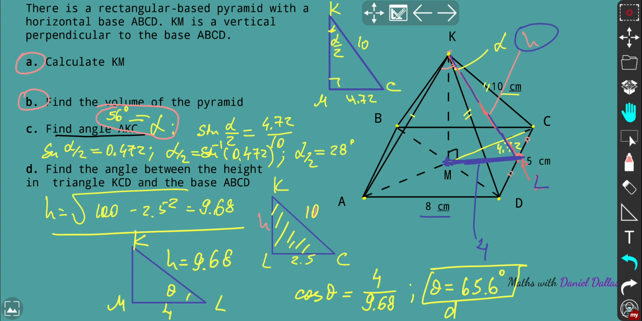3D trigonometry, and that's how it works.